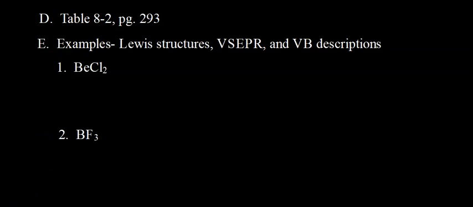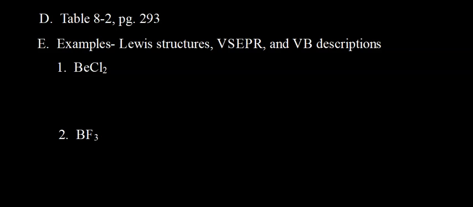There's a table on page 293. It shows how the different hybrid orbitals form and then the geometry around the central atom based on those hybrid orbitals. So we're going to do something similar to what's shown there in the table and what's shown in the book on the subsequent pages. So let's take a look at BeCl2.